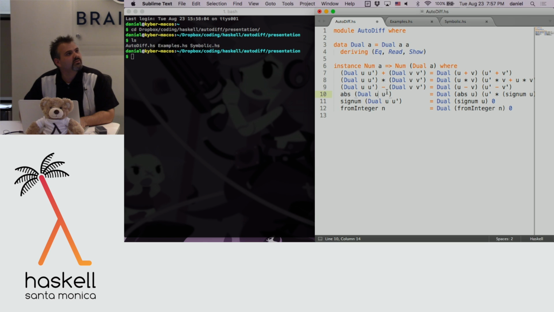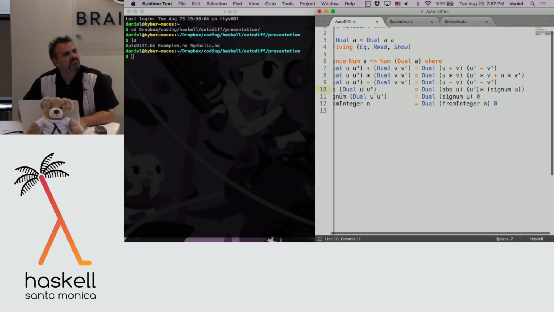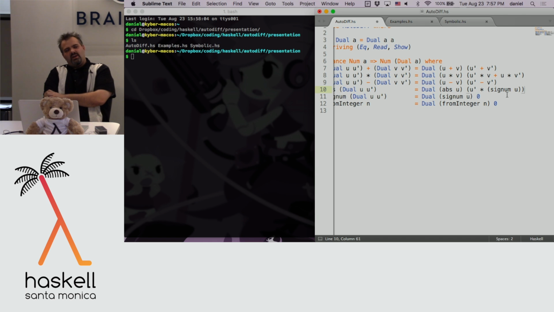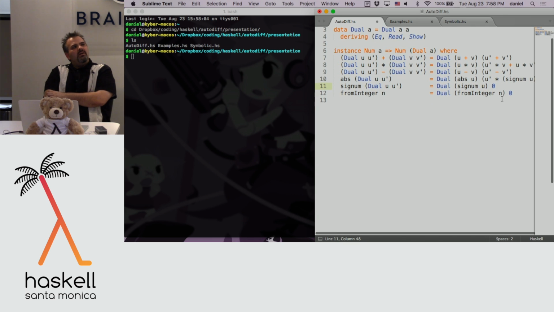So what is that? This is worked out, like I said, in advance. If you know the derivative rules and you can take derivatives, you can work this out in advance. Let's see, and then from integer. This one's a little bit interesting.